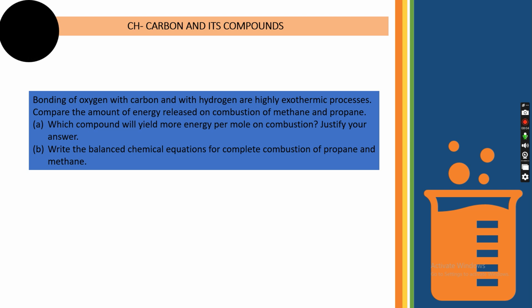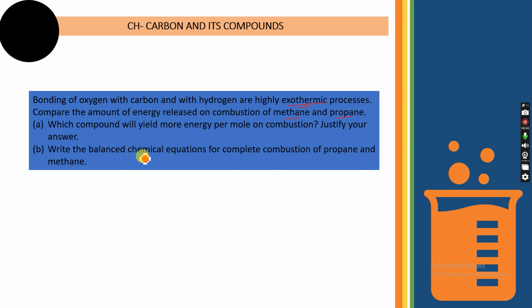Bonding of oxygen with carbon and with hydrogen are highly exothermic processes. So whenever carbon and oxygen along with hydrogen bonds form, it is always an exothermic process. What is an exothermic process? Where energy is released. Okay, so that's the hint given here. Compare the amount of energy released on combustion of methane and propane. Both are alkanes. One is methane, one is propane. Which compound will yield more energy per mole on combustion? Justify your answer and also write the balanced chemical equation for complete combustion of propane and methane.